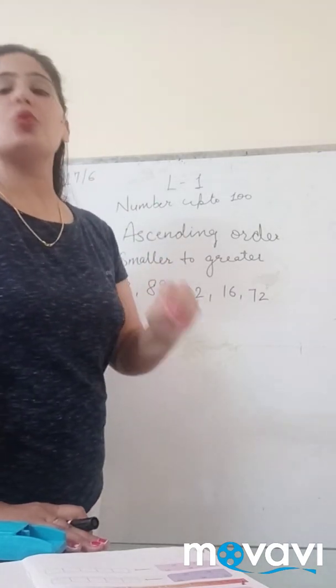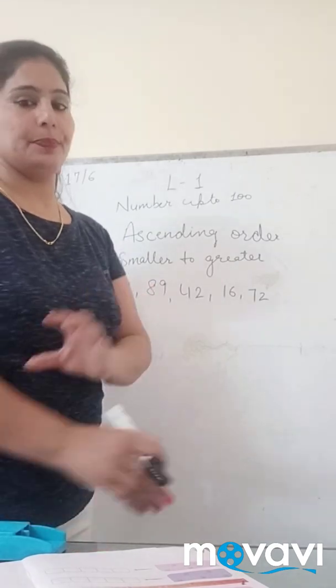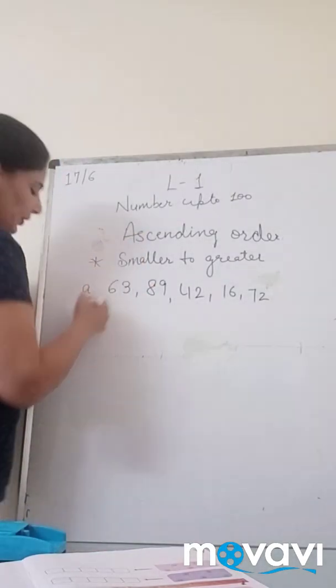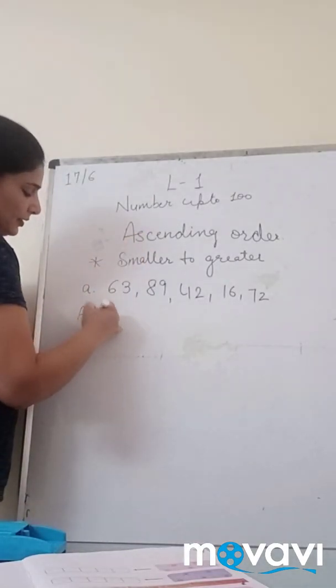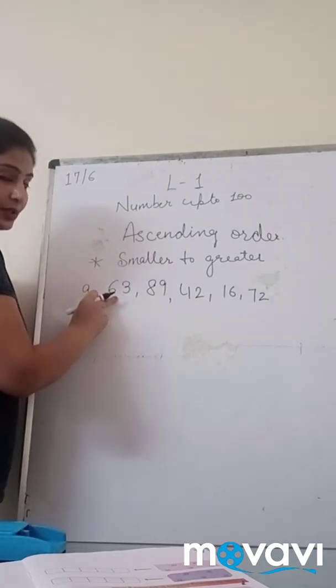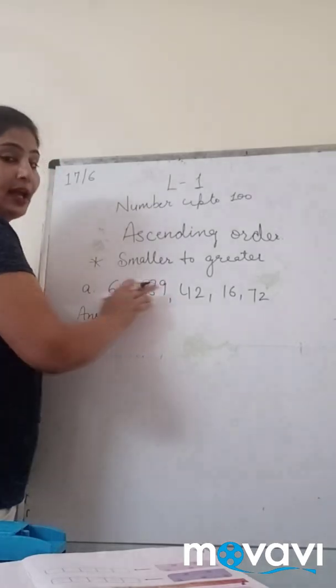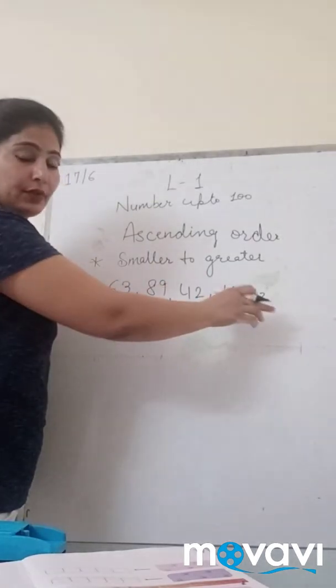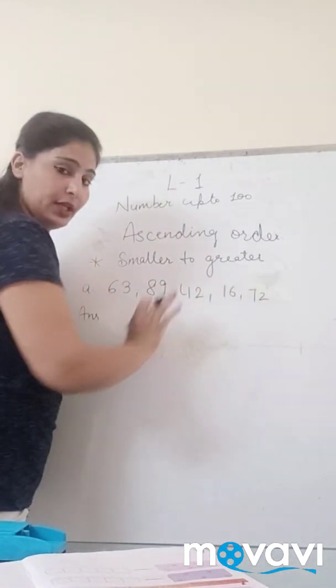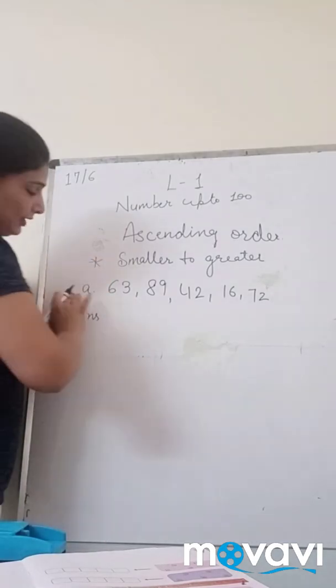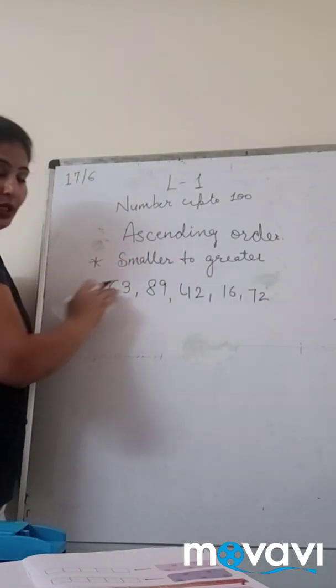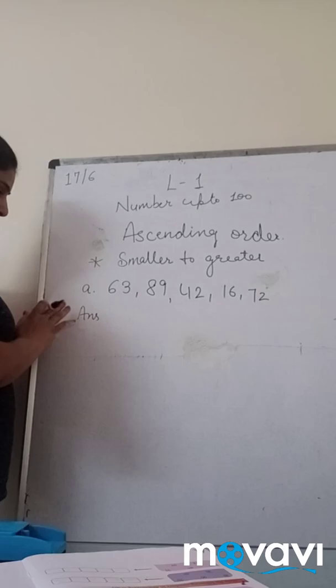Now how to start doing ascending order? Okay, we will write the answer. Students, remember this thing. 63 will be in a different box, then a comma, then 89, then a comma, and we have to leave one block after every number. Now I will leave this line. मैं line छोड़ दूंगी. Now I will write the answer.